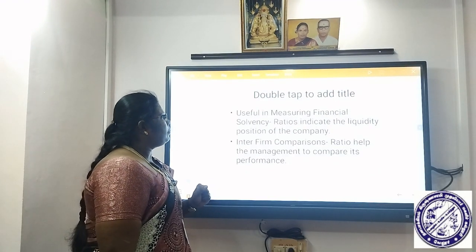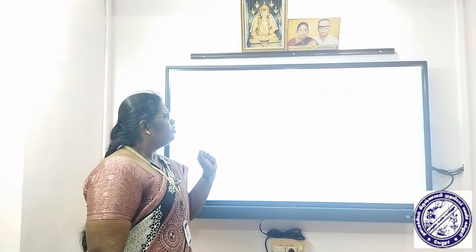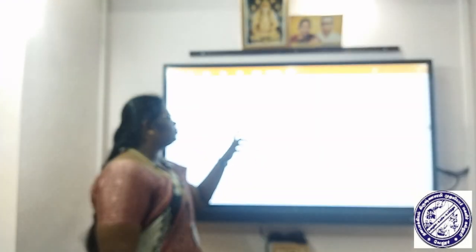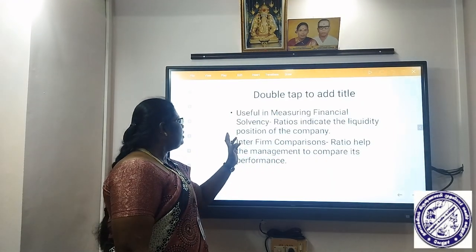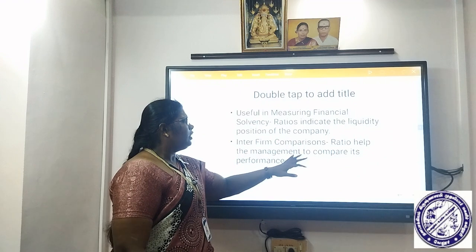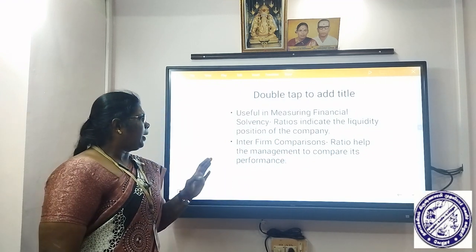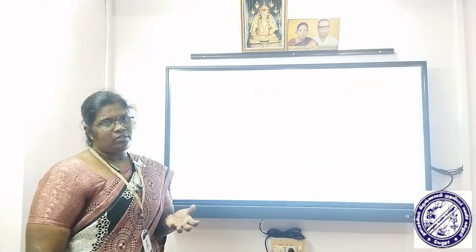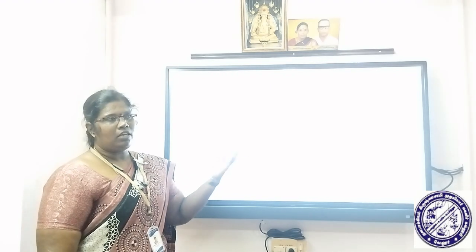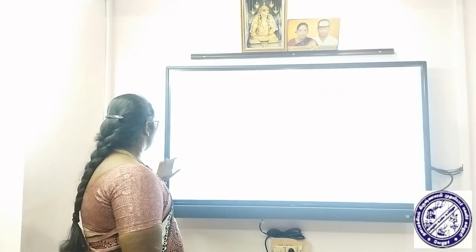Next is usefulness in measuring financial solvency. Ratios indicate the liquidity position of the company. So ratio is an important term used for your companies. Next is inter-firm comparison. Ratios help management to compare its performance. In your business, you compare the previous year and the present, and compare how the profit is calculated.